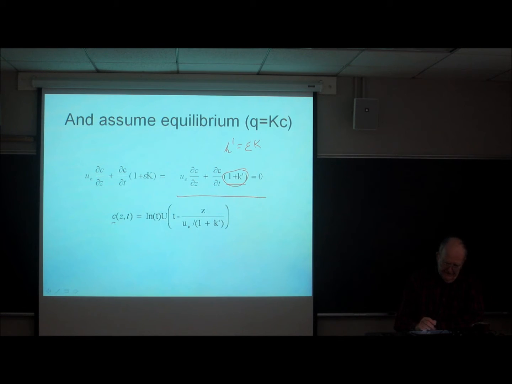It says that the concentration as a function of distance and time will be equal to the input function of time times this function u. The argument of u is t minus z divided by ue divided by 1 plus k prime. This function u is known as a unit step function, hence u. It's really a very, very simple function.